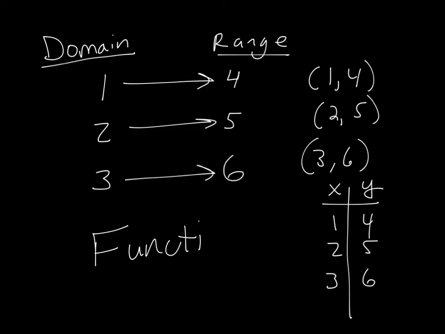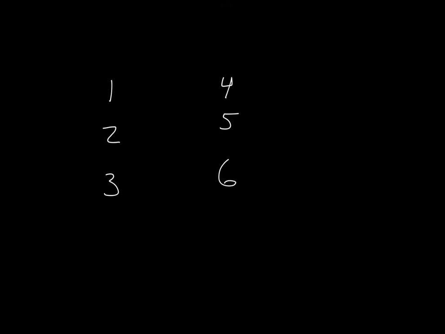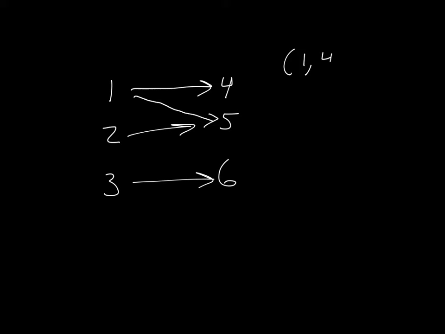I think more important is when I show you the next example that's maybe not a function, it'll make even more sense. So here it is. What I'm going to do this time is have the 1 go with 4 again. That's fine, no problems. But let's say the 1 also had an arrow going to the 5, and maybe the 2 goes to the 5 and the 3 goes to the 6. In this case, our points would be 1, 4, which would be represented by this arrow right here, but we also have this point 1, 5. And we have 2, 5, and we have 3, 6.